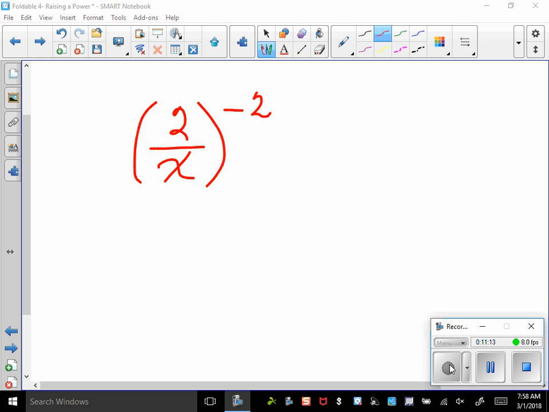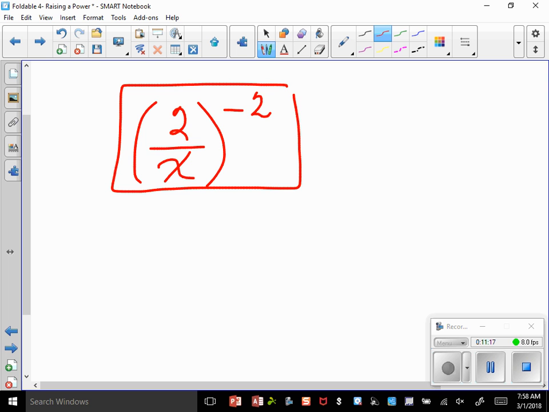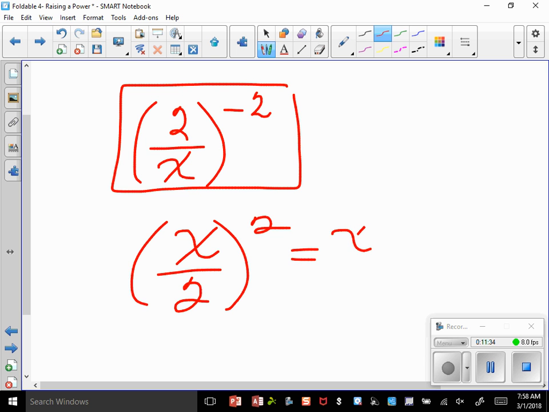And you could also approach it this way. Since all of this is being raised to the negative second, you could then flip the whole thing at the beginning, like this. And now it's positive. Okay? You can do that. So you can flip the whole thing at the beginning, make it positive, and then you end up with x squared over 2 squared, which is 4.